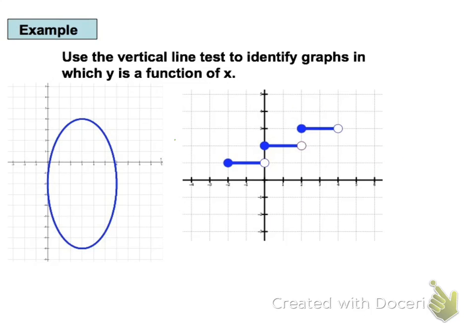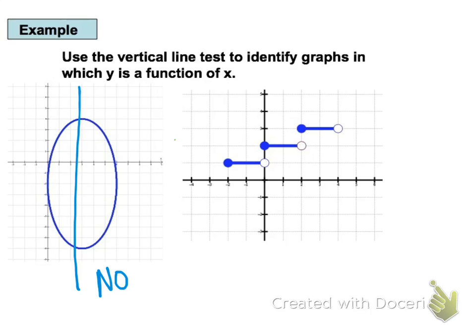Why don't you try these next ones? Pause your video, see what you get, and then we'll go over them. All right. Hopefully the first one's easy. Drawing a vertical line, we cross twice, so we say no, not a function. Now the next one's a little trickier.